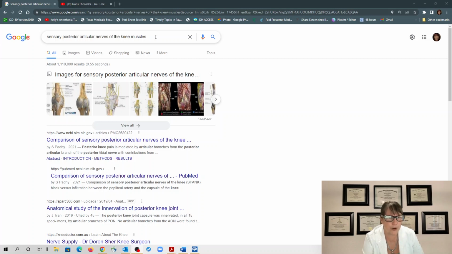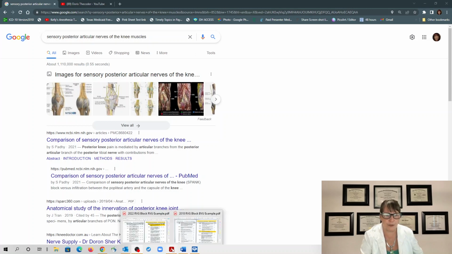So Doris the Coder had actually written in on a subscription that she has, describing the block and asking the most appropriate code to report that, because it is a sensory posterior block for the articular nerves of the knee. The response was 64450. Now I want to show you these two codes two different ways.